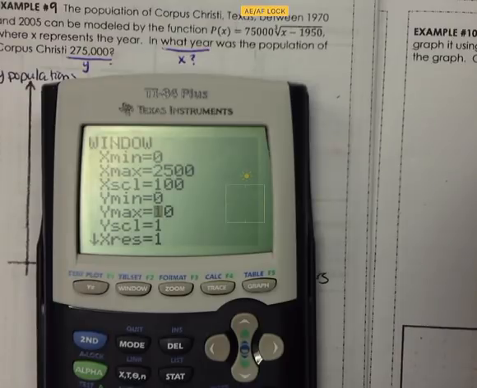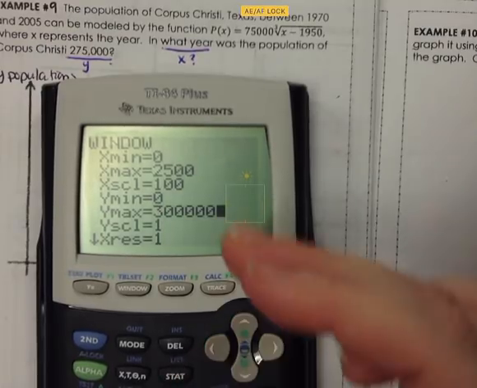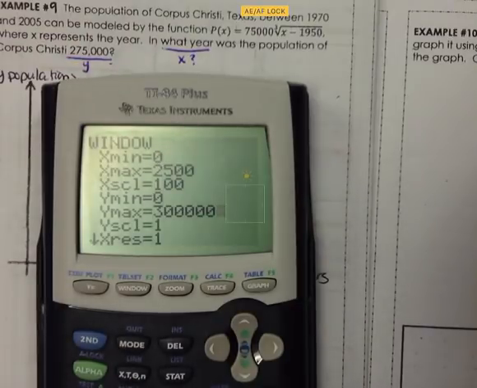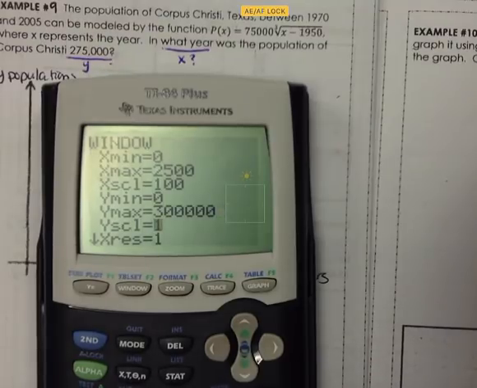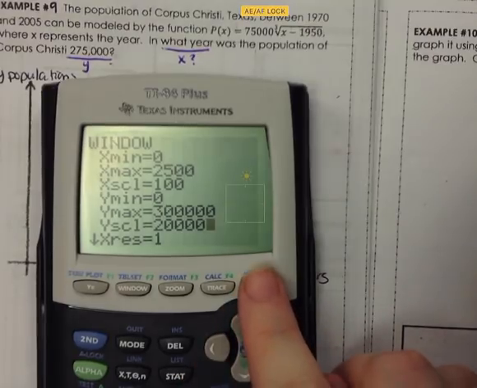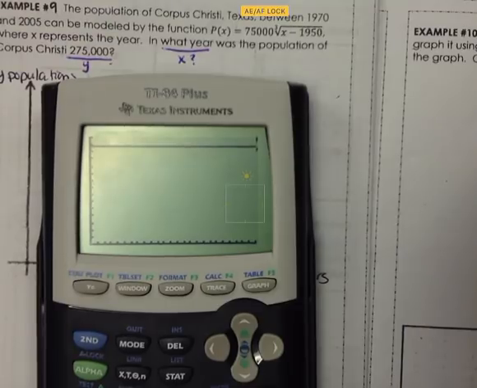So that we can actually see most of the graph, we could increase that 275,000 to maybe 300,000, so that we can see more than just the 275,000. We can see where it crosses, but then we can see more. Again, I don't want to count by ones. If we count by 1,000, we still have 300 tick marks. Maybe if we counted by like 20,000, that might be better. And then when we press graph, we'll be able to see something. So here's our 275,000. That's the population we want.